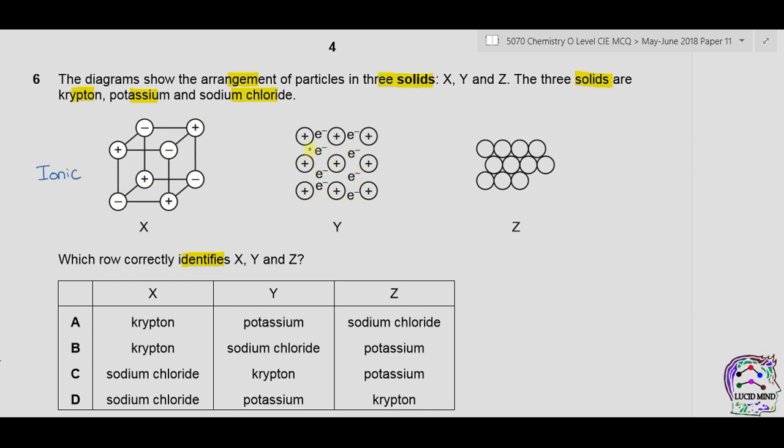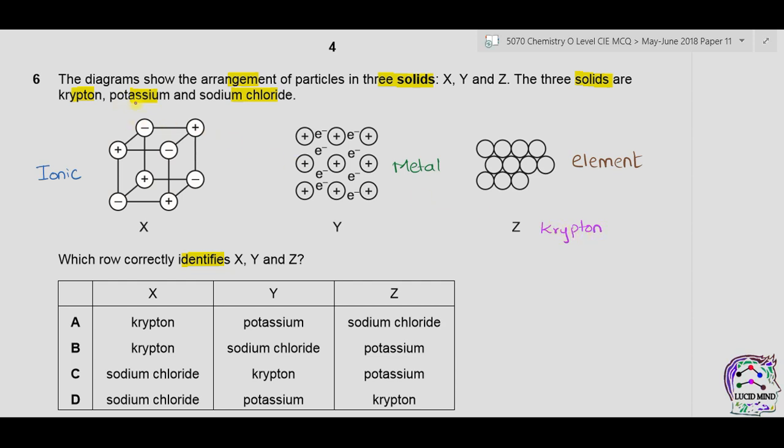In Y we can see that we have positive ions surrounded by a sea of negative electrons. So this is the structure of a metal. In Z we can see that we have similar size of atoms and they are present close together. So therefore this is the structure of an element in solid state. From the given options we can see that krypton is an element, so therefore Z should be krypton. Krypton is a noble gas member.